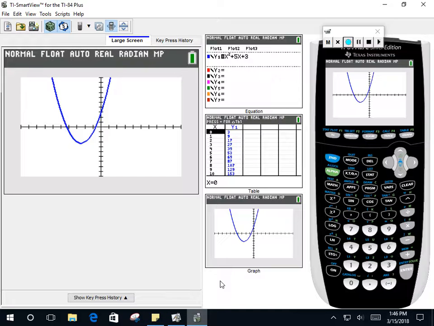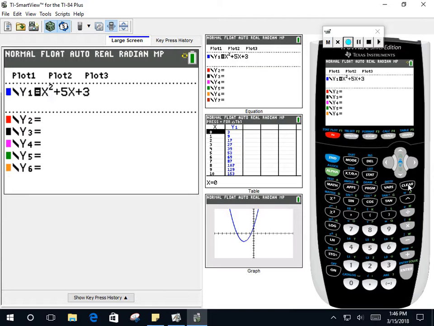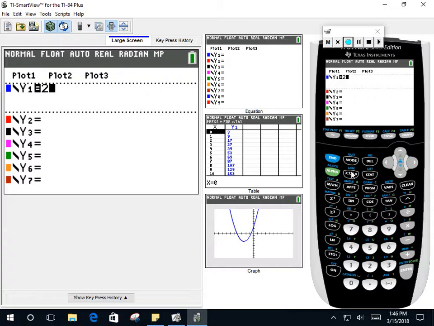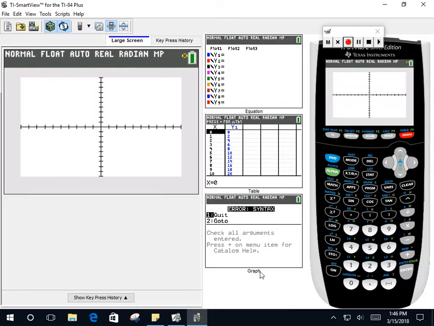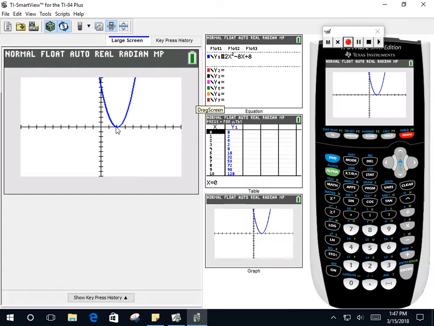2x squared minus 8x plus 8. Okay, we're trying to figure out why this parabola would be different and only have one solution. Because what does it do? Does it ever actually pass through the x-axis? No, it just comes down, hits at negative 2, bounces off, and goes back up.